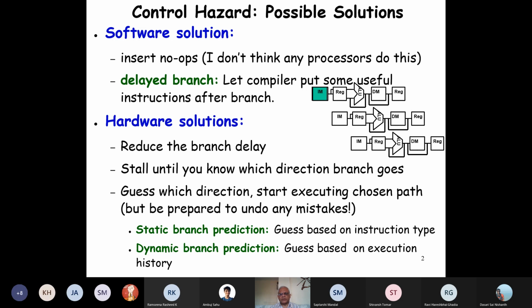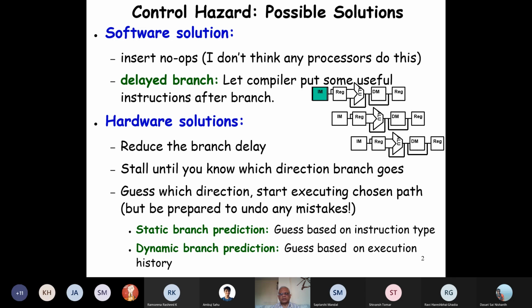The other and a better approach in software is to restructure the code a little bit. After the branch statement, bring some statements from the previous or latter part, which will not affect the other execution. We'll look at the delayed branch today. And then the hardware solutions. The hardware solutions ask: can we reduce the branch delay?